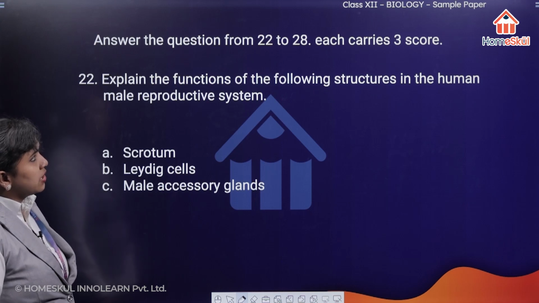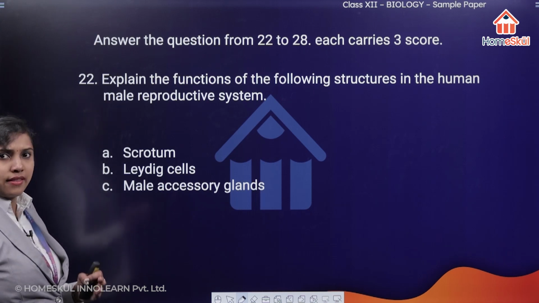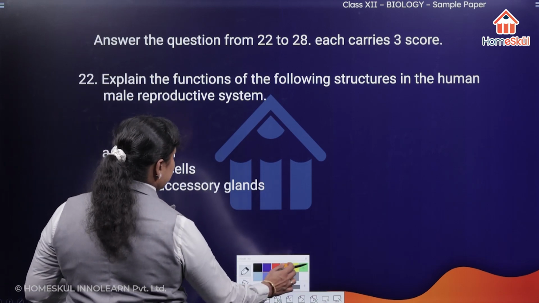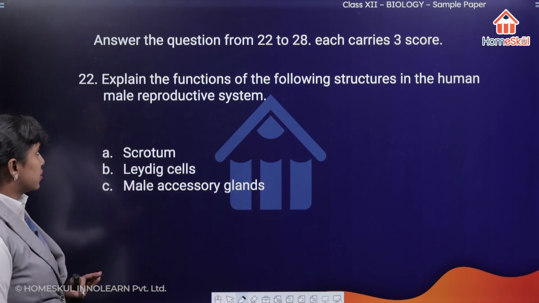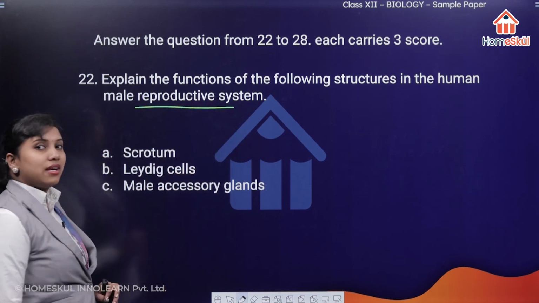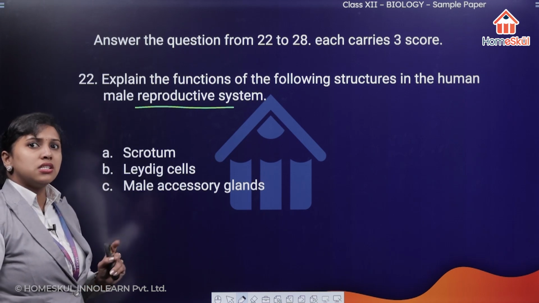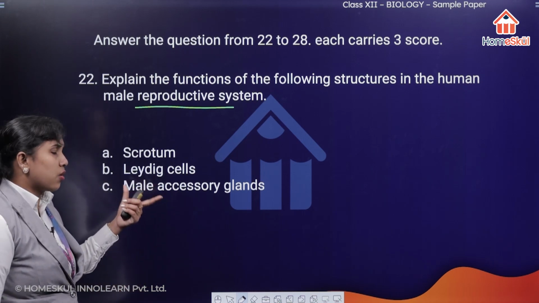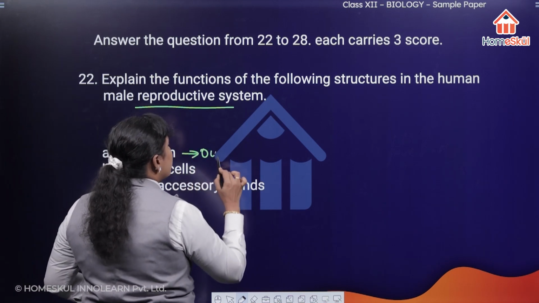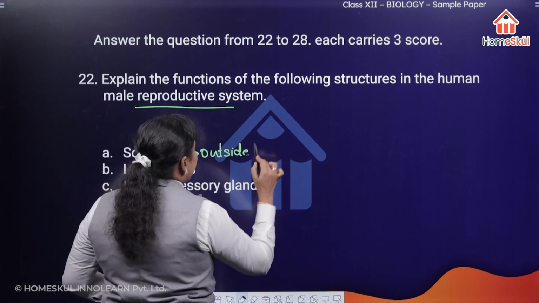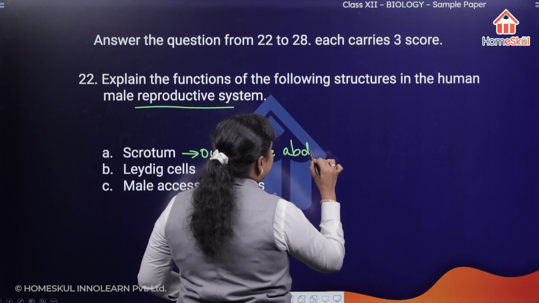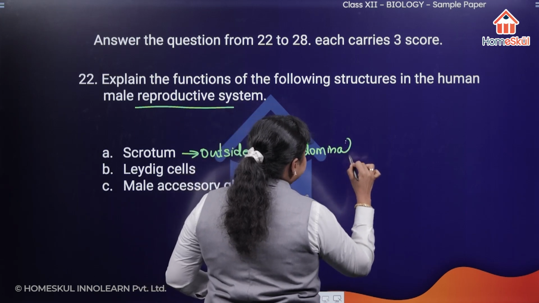Answer the question from 22 to 28 and each carries 3 marks. Explain the functions of the following structures in the human male reproductive system. So, the first one is scrotum. Where is the scrotum located? It is actually located outside the abdominal cavity.